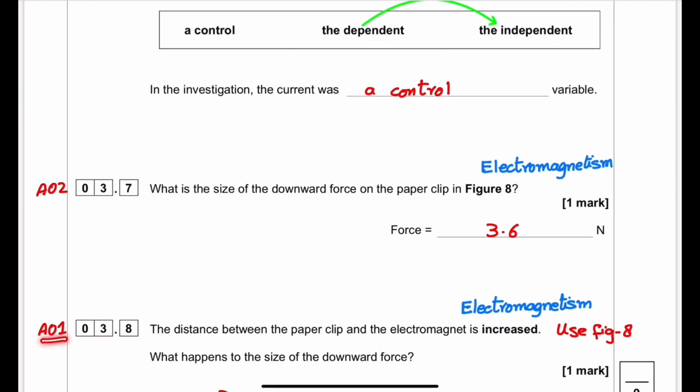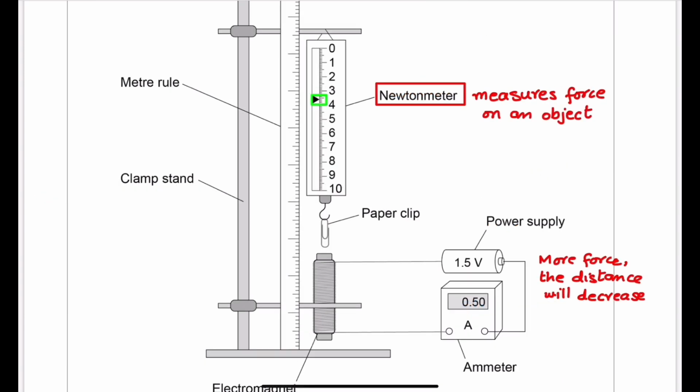3.8 is an AO1 question, and this question is again from the topic of electromagnetism. The distance between the paper clip and the electromagnet is increased. What happens to the size of the downward force? We need to use figure number 8. From figure number 8, if this distance has increased, it means that the downward force has decreased.